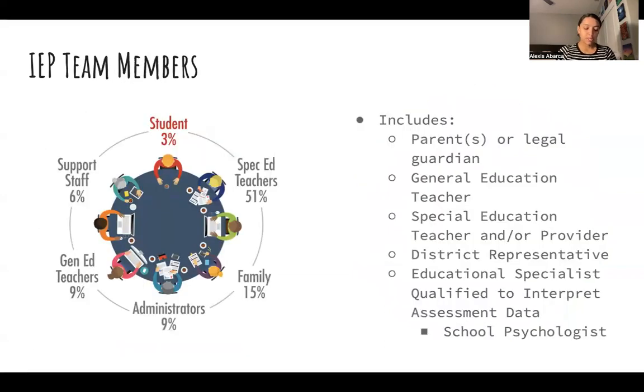IEP team members. There are many team members that make up the IEP team. According to IDEA 04, at a minimum, it must consist of a parent, a general education teacher, a special education provider, a district representative, and an educational specialist qualified to interpret assessment data. Every member contributes significantly. Parents may offer crucial information about the child's needs, abilities, and priorities, in addition to information regarding the goals and intervention techniques, compatibility for the child's stage of development and culture.